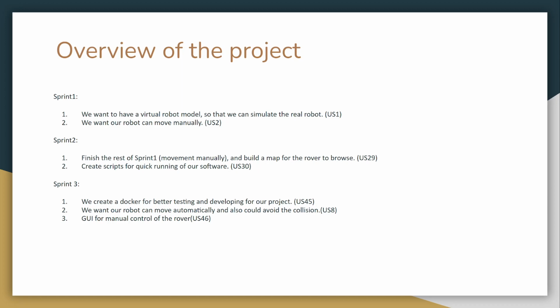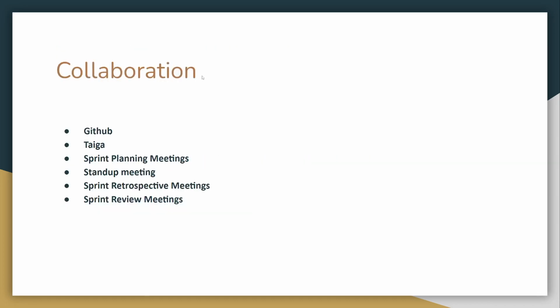When we got to sprint three, we created a Docker for the software development team, and we also created the GUI for the user. We also created a controller to move the robot automatically, and we built a voice correlation system. That is our overview of the project.